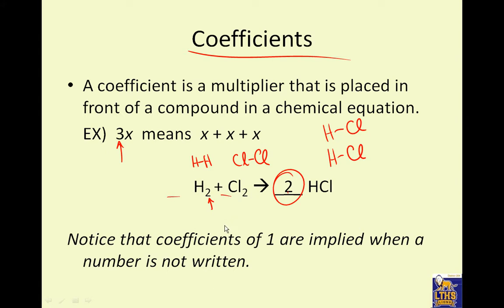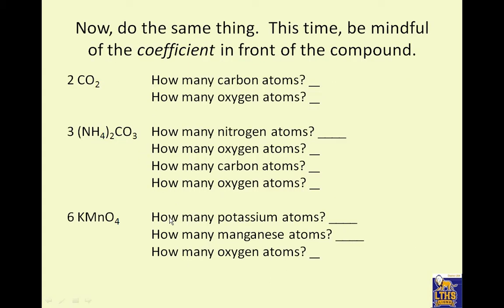Hey, is there a coefficient here and a coefficient here? You betcha, it's a 1. But we don't have to draw in ones because they're assumed. Okay, so coefficients are multipliers. You don't have to put in ones.